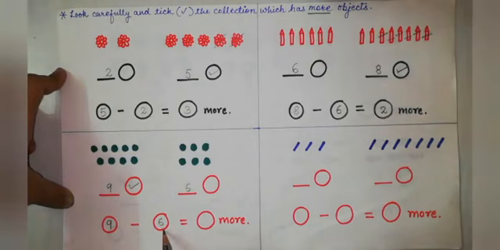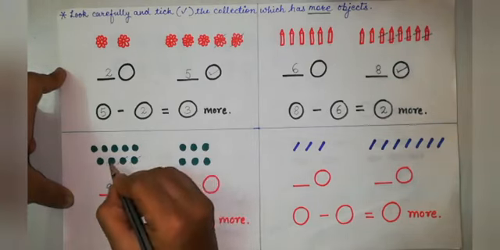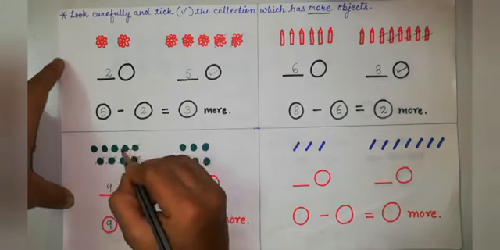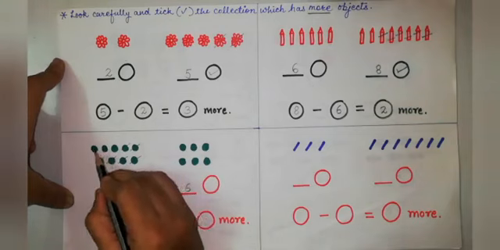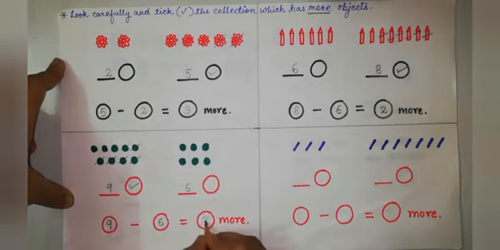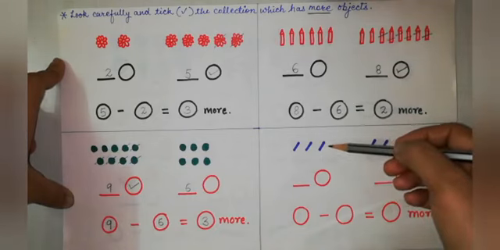How many dots will you cross out? 6. 1, 2, 3, 4, 5, 6. How many left, children? 1, 2, 3. So what will be your answer? 3. Next is the example of slant line.